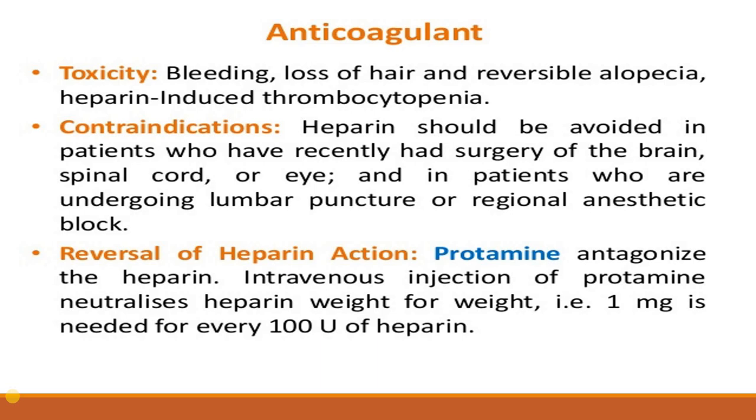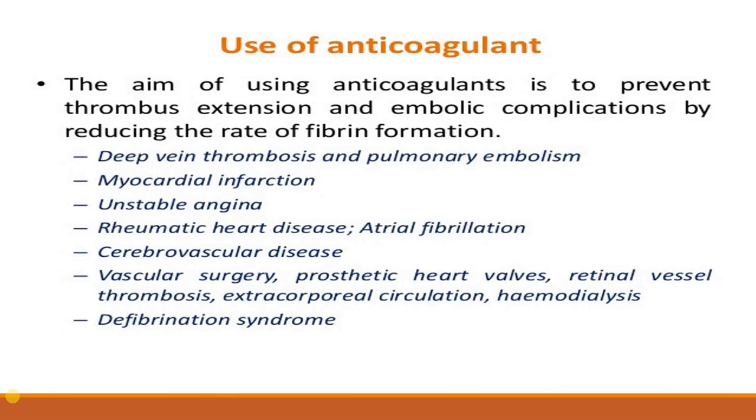Reversal of heparin actions. Protamine antagonizes the heparin. Intravenous injection of protamine neutralizes the heparin. For example, 1 mg is needed for every 100 units of heparin. Use of anticoagulants: the aim of using anticoagulants is to prevent thrombus extension and embolic complications by reducing the rate of fibrin formation.